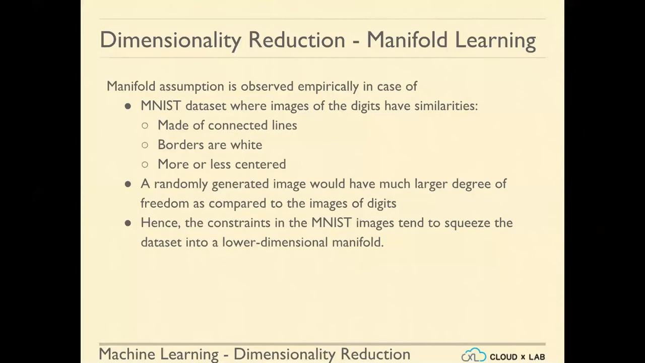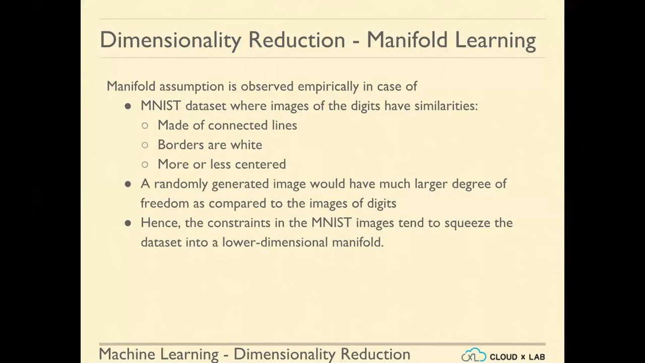Because if you think about it, the total number of shapes possible with 784 pixels is very, very high. With 784 pixels in two dimensions, we can actually draw the entire world. But if you take a look at our digits, there are only 9. So the digits in MNIST are themselves just connected lines. All the borders are white and more or less centered.